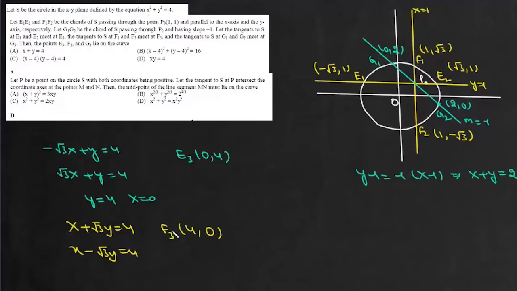So that's your F3. It says tangents at G1 and G2 meet at G3. Now G1, G2, they are here, right? So this point of intersection will be simply 2, 2. So this G3 is 2, 2. And these 3 points are collinear and they lie on this line x plus y is equal to 4. So answer to this question is option A, x plus y equals 4.